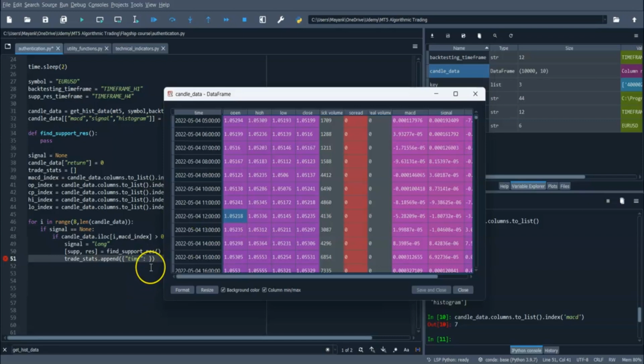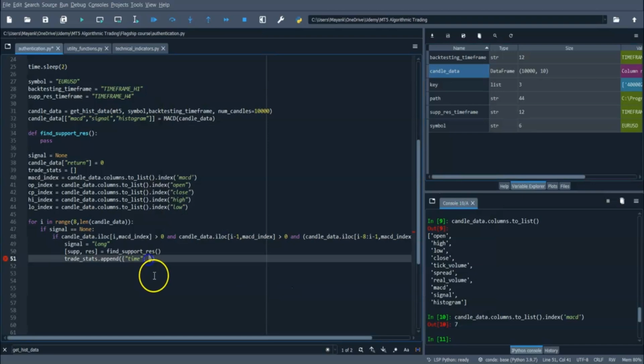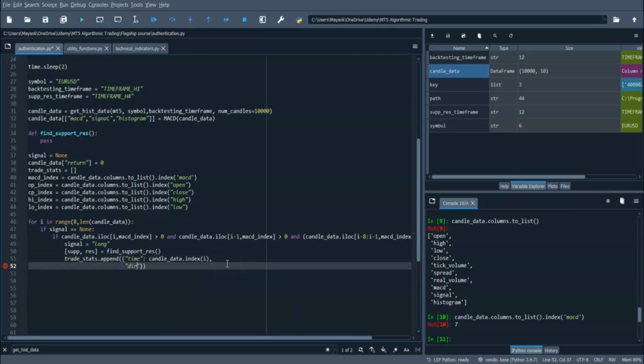I mean, this is not the time when we exactly entered the trade, but this is the beginning of the candle when we got the signals. So this would be simply the index, so candle data dot index, whatever is i. Now, what else do you want to store? Let us store the direction as well. For each trade, we want to know whether we went long or short. So let us store the direction.